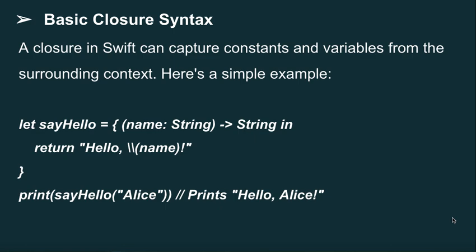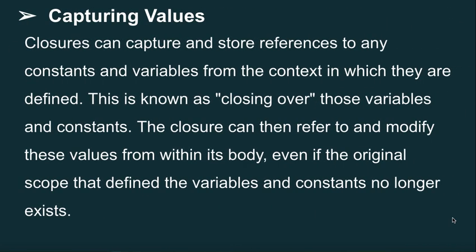Basic closure syntax. A closure in Swift can capture constants and variables from the surrounding context. Here is a simple example. let sayHello = { (name: String) -> String in return "Hello, " + name }. print(sayHello("Allies")). It will print Hello, Allies.